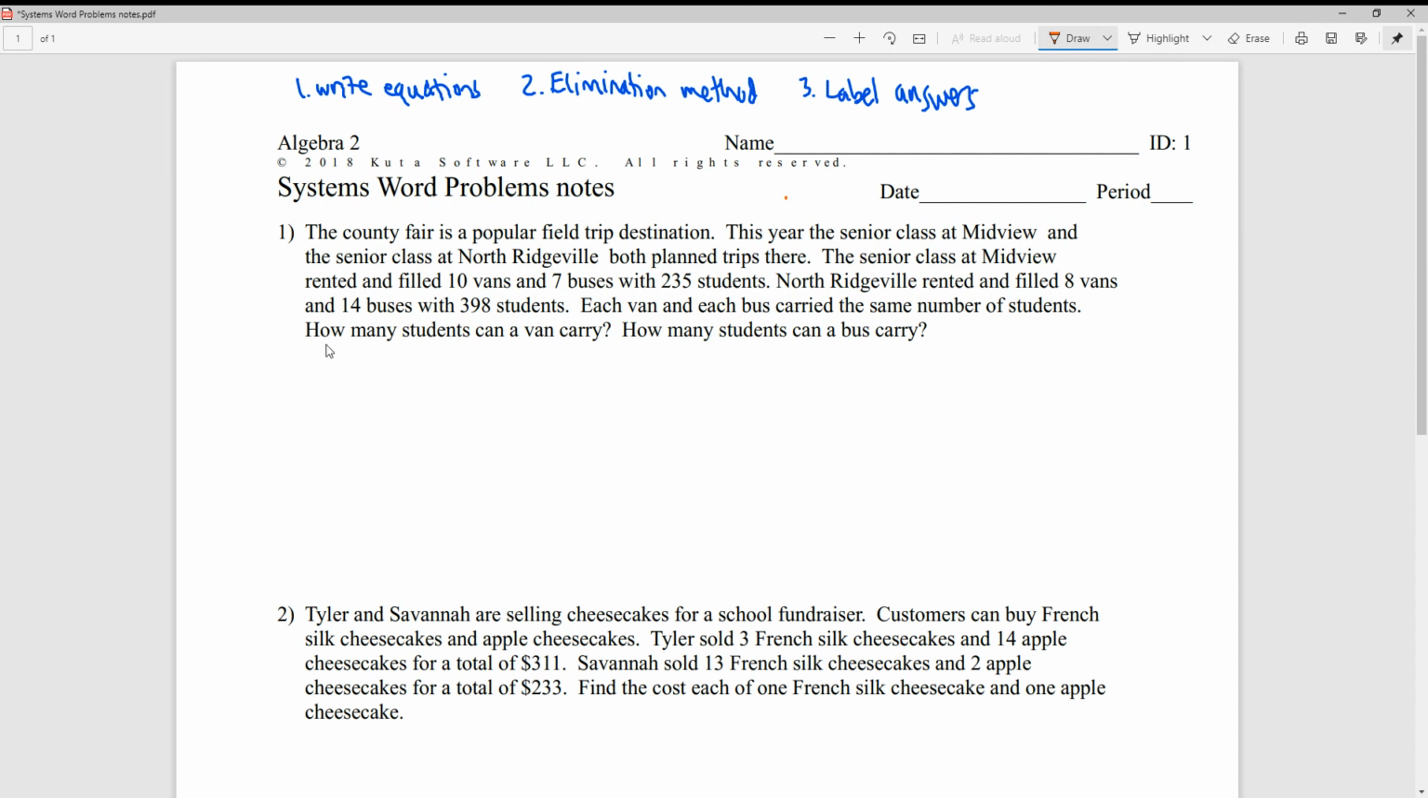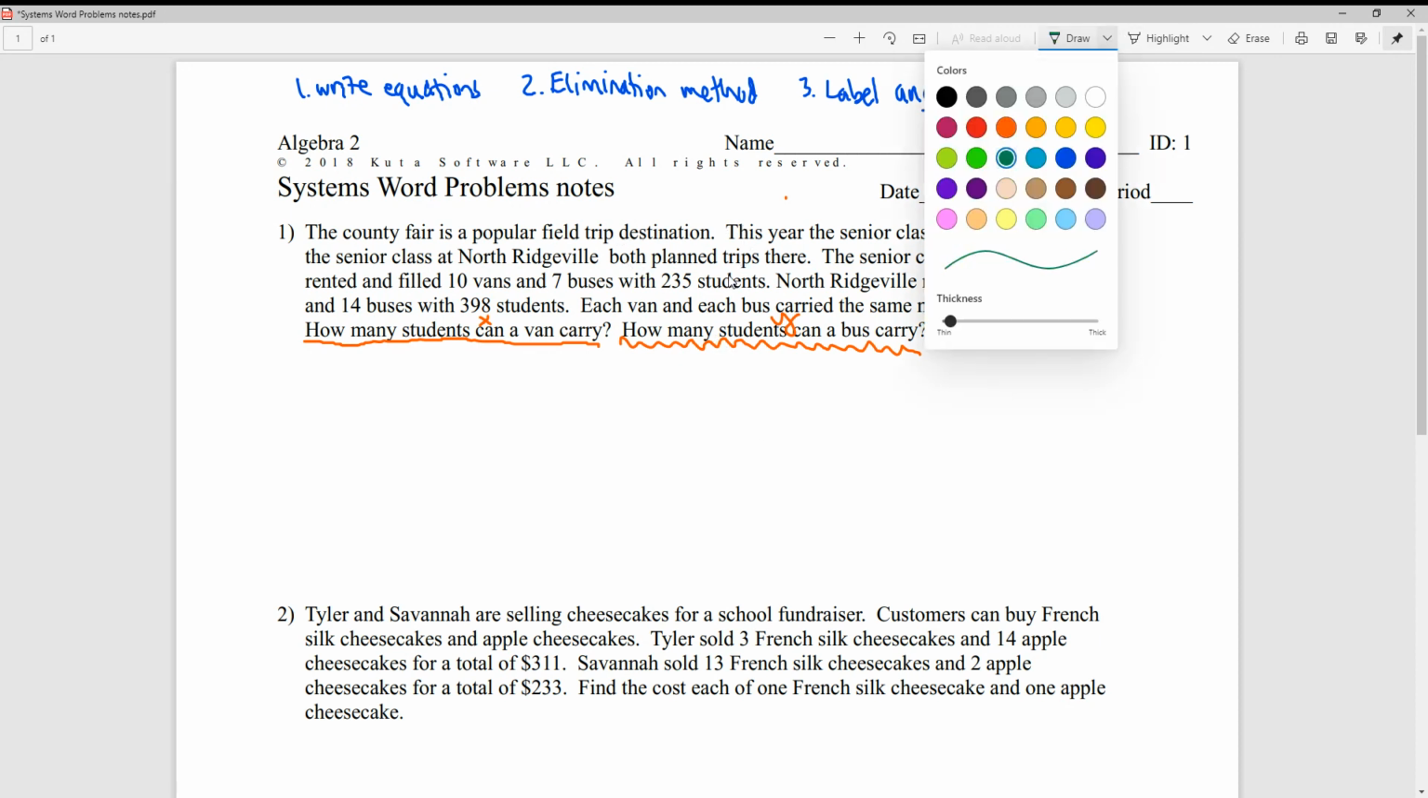So, I like to know, what am I trying to answer? Since this is a system and we are going to involve two variables, there are two things we have to answer. How many students can a van carry? Since we don't know, let's call that x. How many students can a bus carry? We don't know, so we'll call that y. From here, we can go back into our problem and figure out our equations.